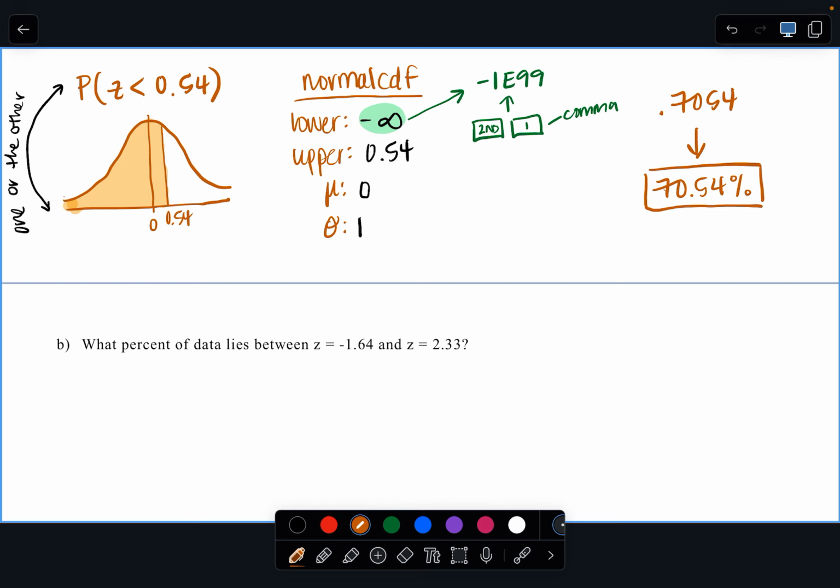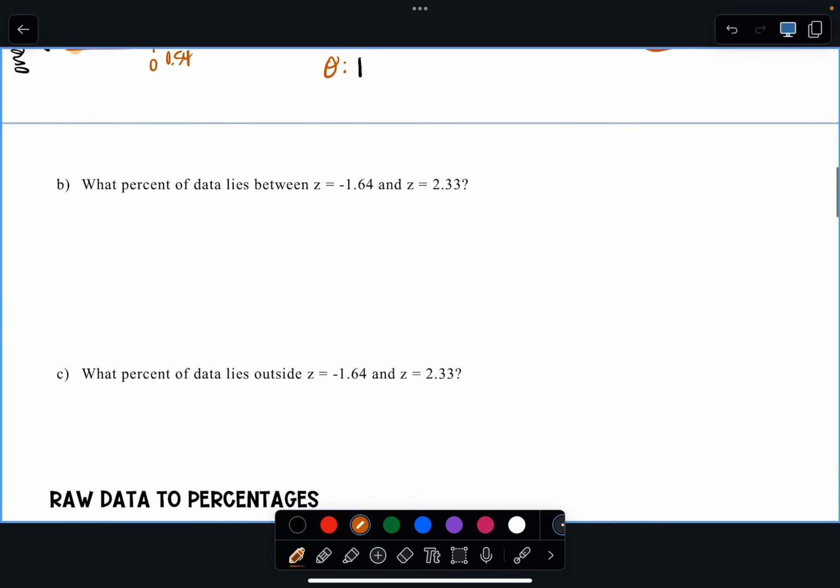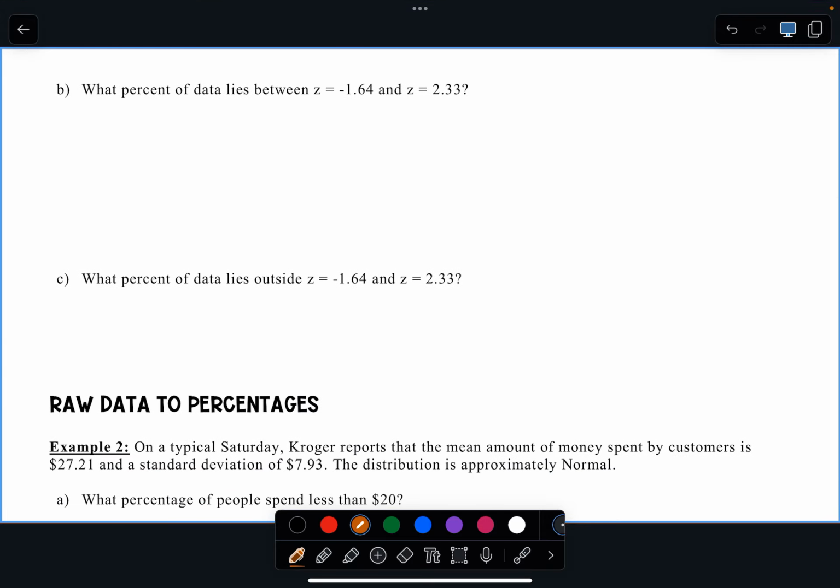Wonderful. Okay, so we're going to do some different scenarios, run through a couple of different things, and talk about how this normal CDF function works. So let's go in. We have: what percent of data lies between negative 1.64 and 2.33? Again, I already have my z-scores given to me, so I don't have to calculate them myself. I'm going to go ahead and do my probability statement.